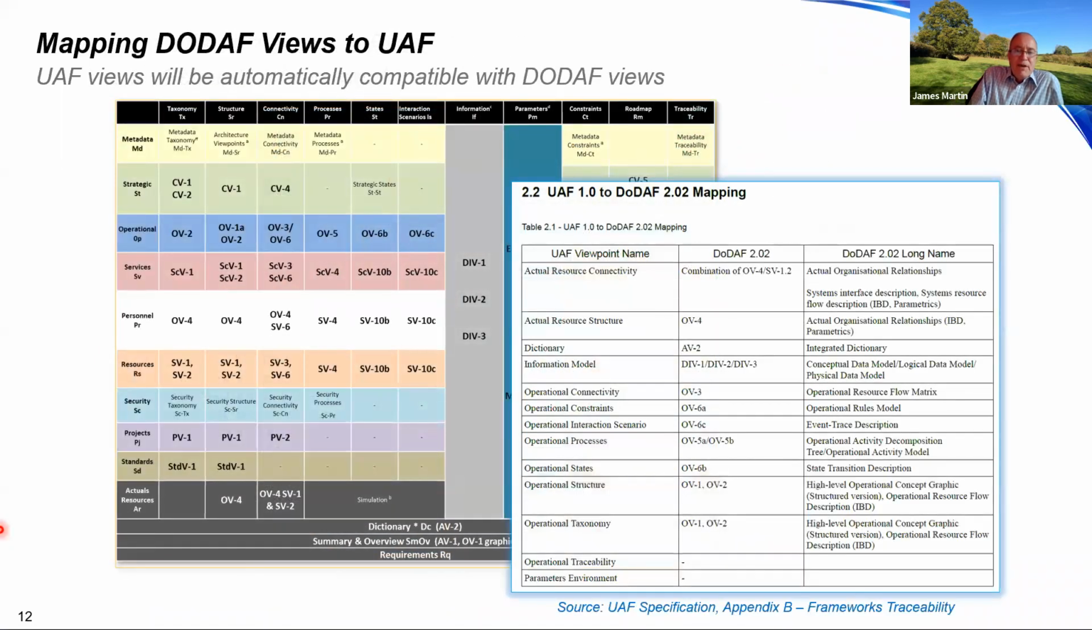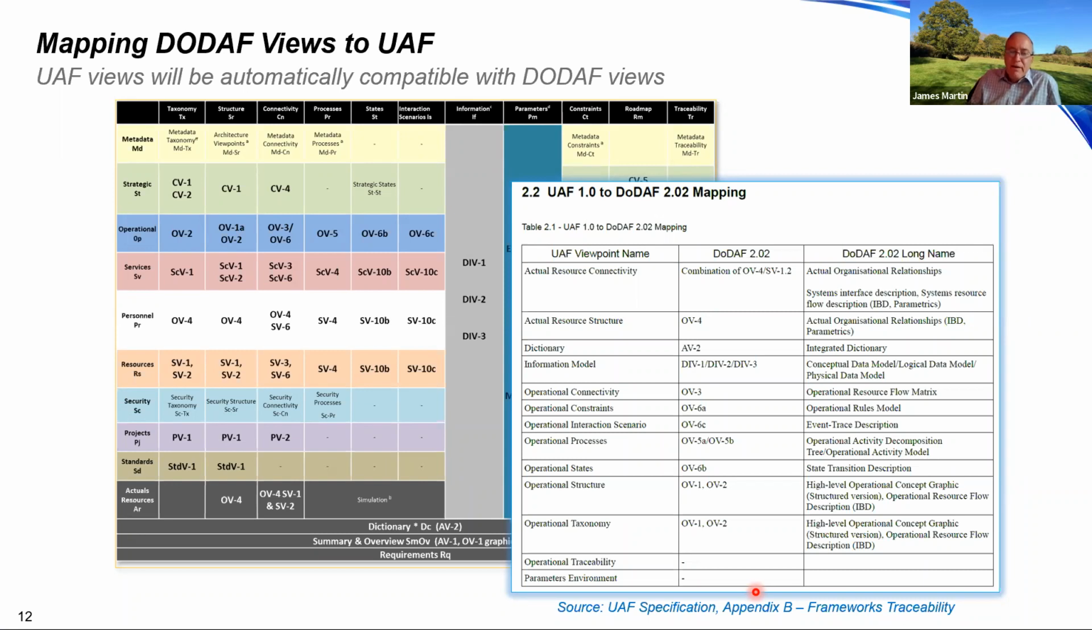So if you do use DODAF or any of these other frameworks, in Appendix B of the standard, there's a framework traceability report that gives you a number of mapping tables. So in this case, you can see the UAF viewpoints here on the left in this table. And then the second column is the corresponding DODAF viewpoints. And there's a separate mapping table for each of the frameworks, the Canadian framework, NATO framework, and so on. So the bottom line is you don't need to choose between those frameworks and UAF. UAF encompasses all of those frameworks.